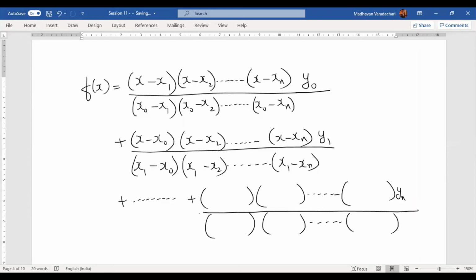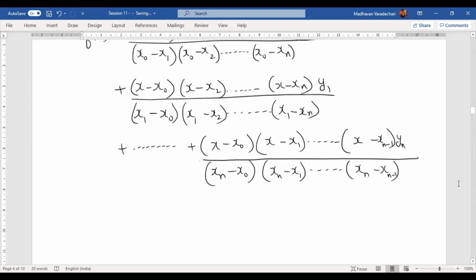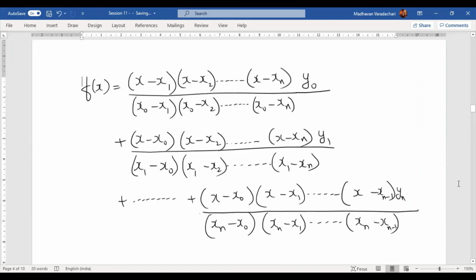What will be there? Here you will have x naught, x1, up to x n minus 1. You will have the same thing. Here you will have x, x, x. Here you will have x n. So there is a little bit of pattern to remember the formula. So this is Lagrange's formula for interpolation, where there is an unequal interval between successive x values.